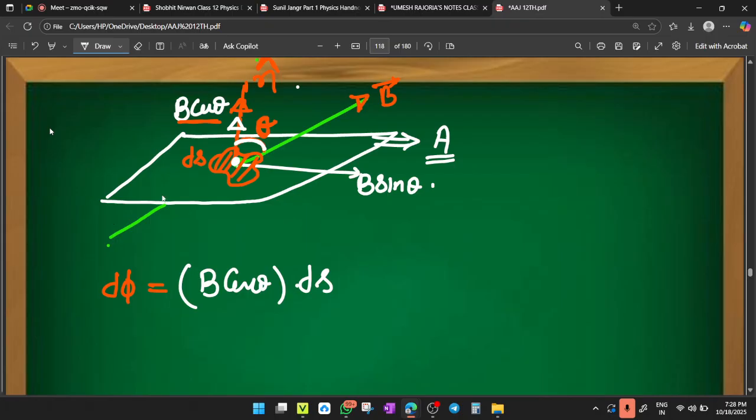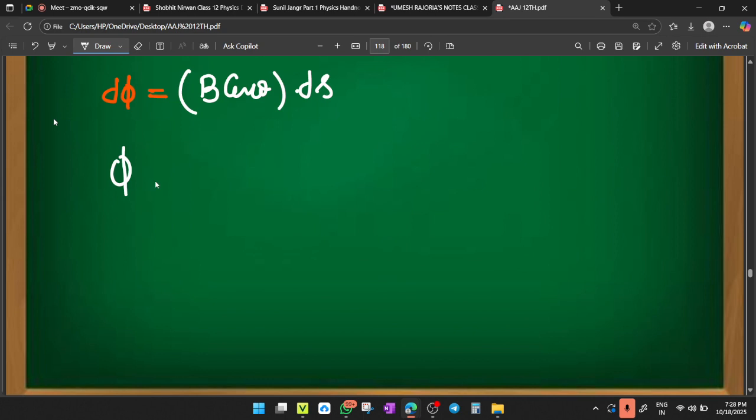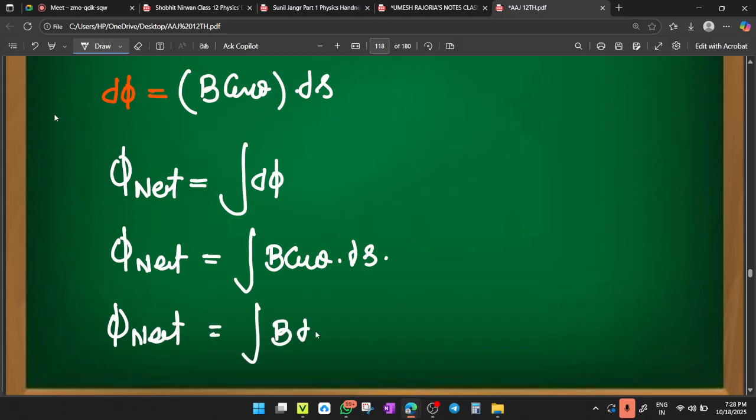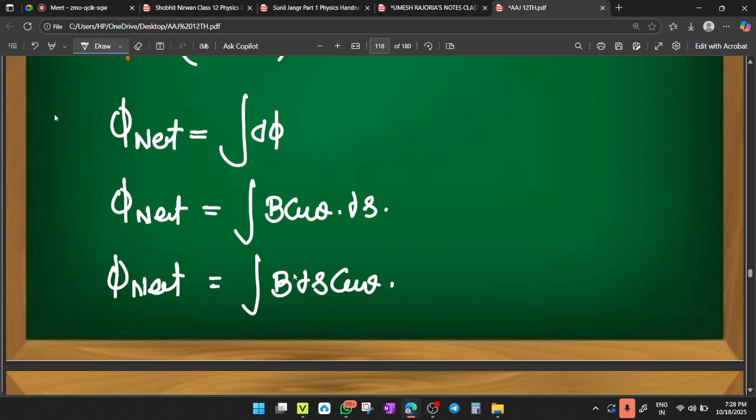Now, if you want the complete amount of flux from this surface, what do you need to do? Phi net equals the integration of d phi, right, beta? So phi net, the total flux, equals what? Integration of B cos theta into dS. Okay. So net flux equals integration of B dS cos theta. Okay, B dS cos theta.